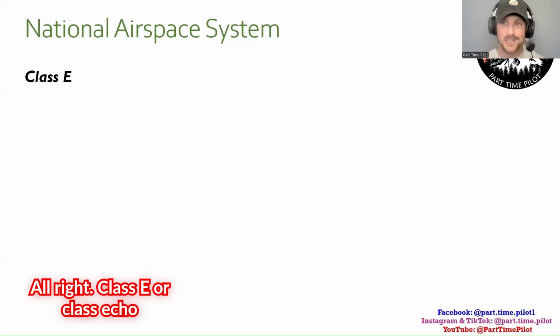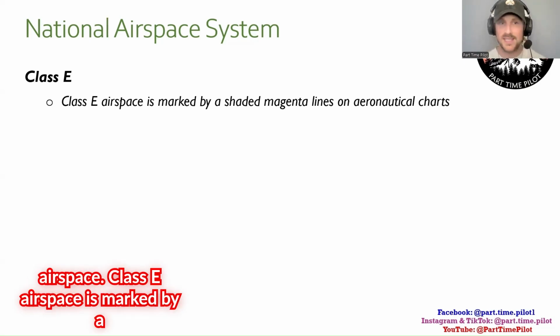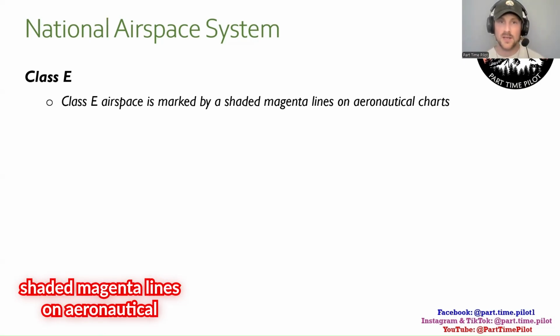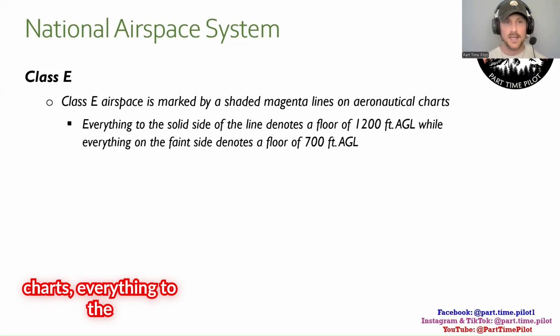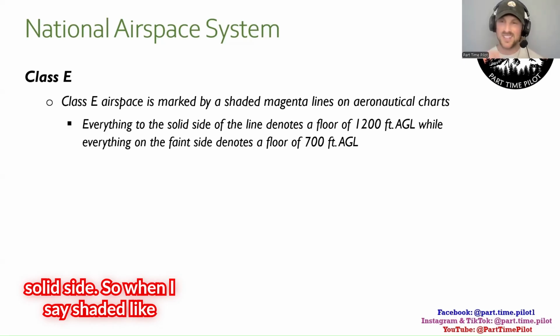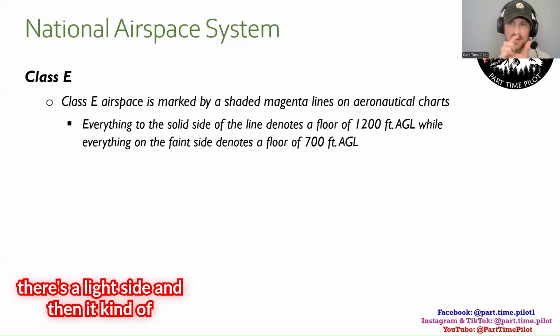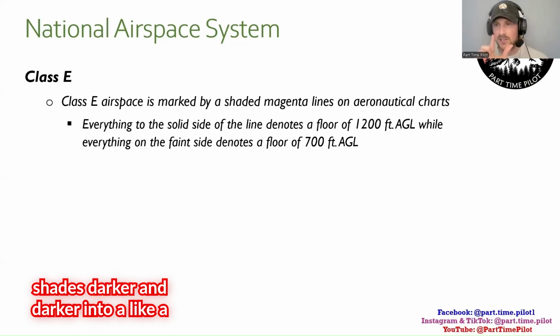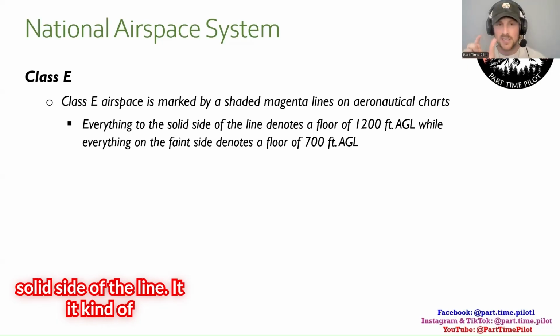All right, Class E or Class Echo airspace. Class E airspace is marked by shaded magenta lines on aeronautical charts. Everything to the solid side. So when I say shaded, there's a light side and then it shades darker and darker into a solid side of the line.